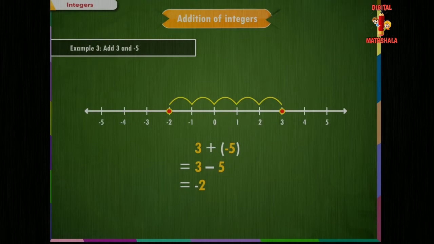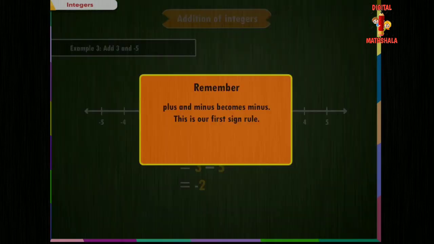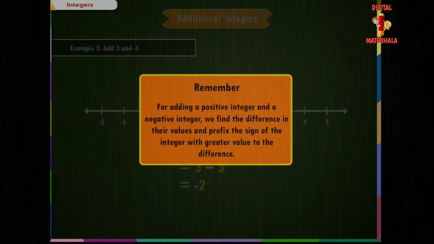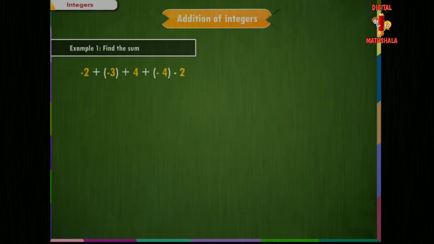Remember the important points. 1. Plus and minus becomes minus. This is our first sign rule. 2. For adding a positive integer and a negative integer, we find the difference in their values and prefix the sign of the integer with greater value to the difference. Example 1. Find the sum of this problem.